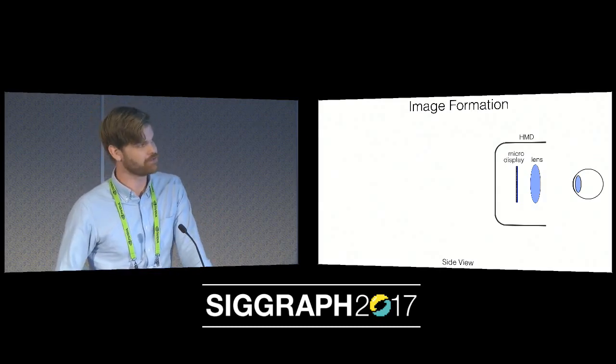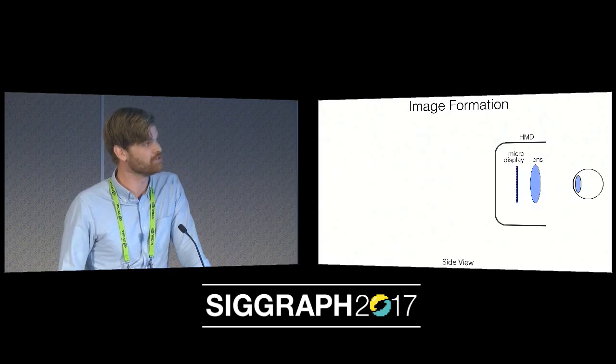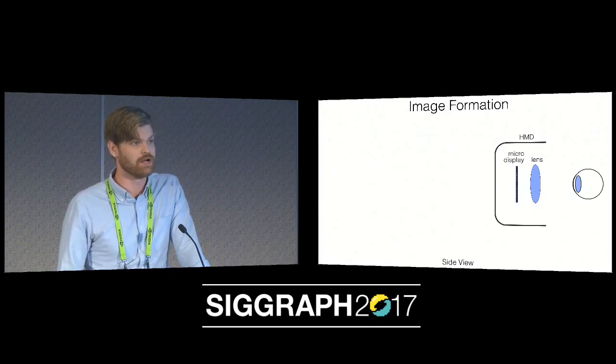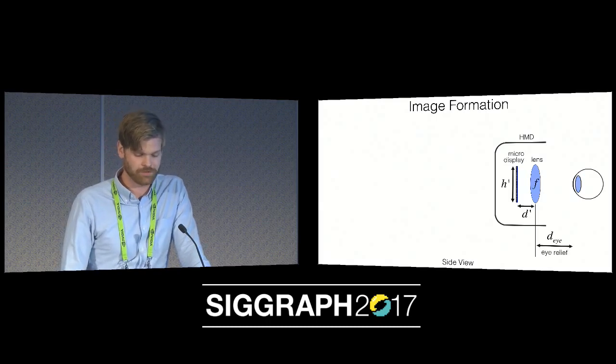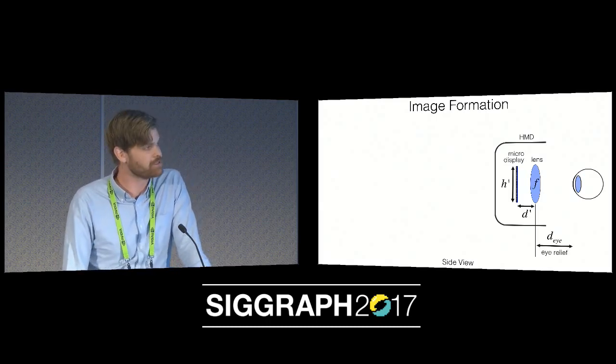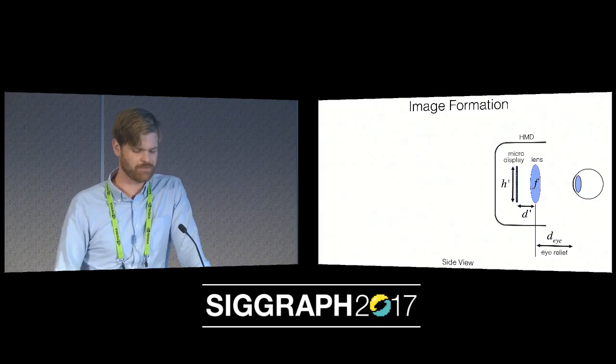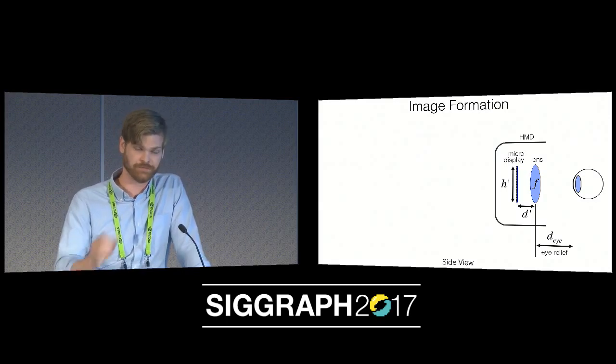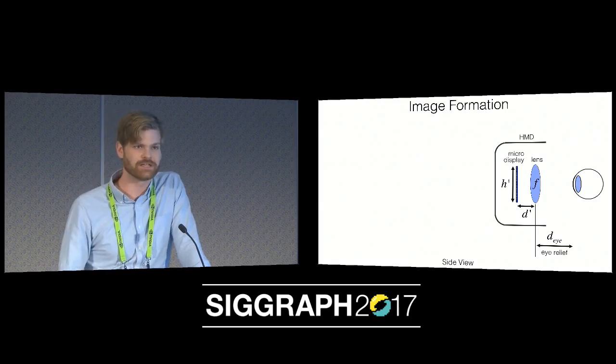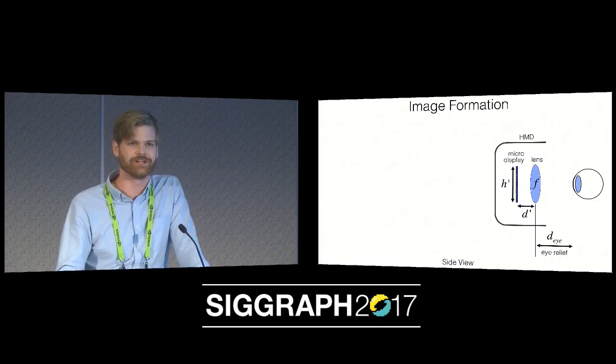So this is a side view of a human looking into some typical head-mounted display. Most current generation VR displays follow this format. A couple parameters are important. We have the height of the microdisplay defined as H prime. The distance between the lens and the microdisplay is defined as D prime here. And then we also have some eye relief, which is the distance between the lens and the eye. We can't actually push our eye directly against the optic, right? That wouldn't be very comfortable. I don't want anything touching my eye. We need to give it a little bit of room, and we call that the eye relief.